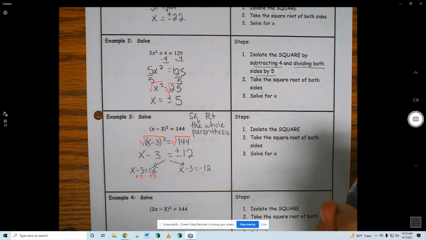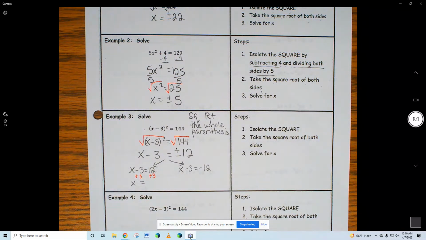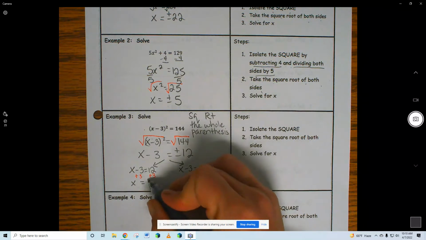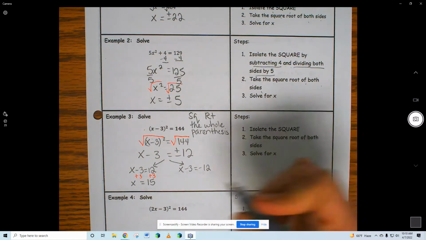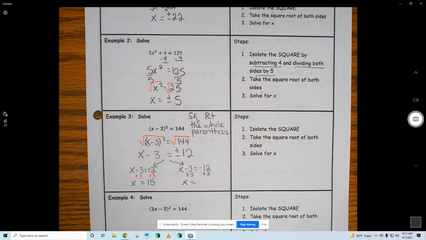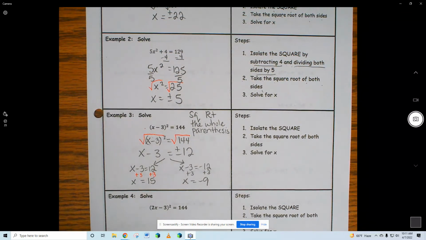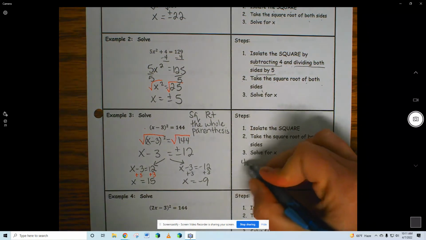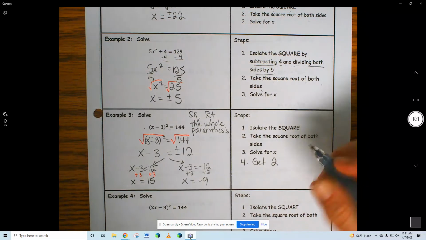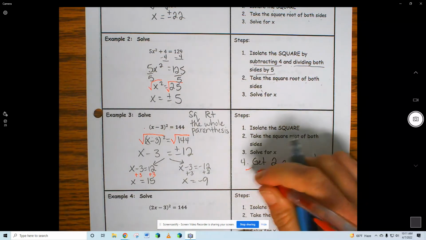My final answer is going to be x equals 12 plus 3, 15. And then x equals negative 12 plus 3. What's negative 12 plus 3? Good, Alice. Negative 9. So make sure that you get two answers. Super important.